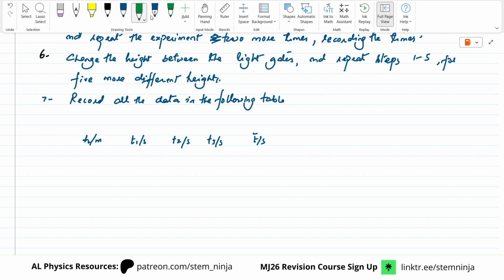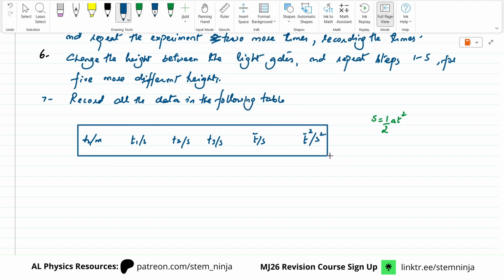Yes, one more thing. You have to think a little bit forward. Since initial velocity would be zero, we would have half a t squared. So you will actually need a time squared property also. So square of these values. Now we can basically put table headers. So for every height, you're recording this three times and finding the average and then squaring that average.